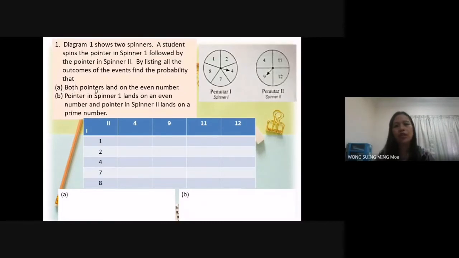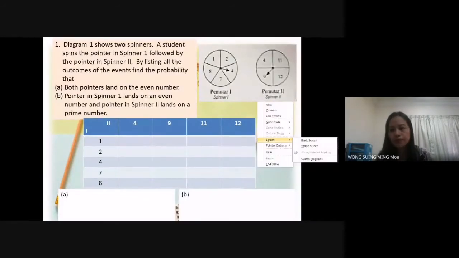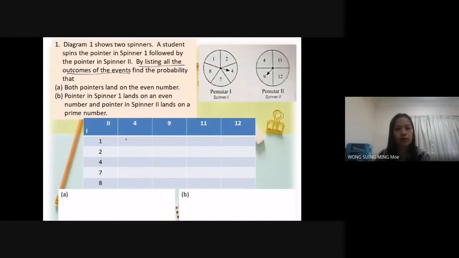By listing all the outcomes of the events, find the probability that A, both pointers land on the even number. How do we list the outcomes? Normally, I will ask students to draw a simple table. The vertical column here, we write spinner 1: 1, 2, 4, 7, and 8. So we write all the numbers in this column. For the second spinner, we have the numbers 4, 11, 12, and 9.